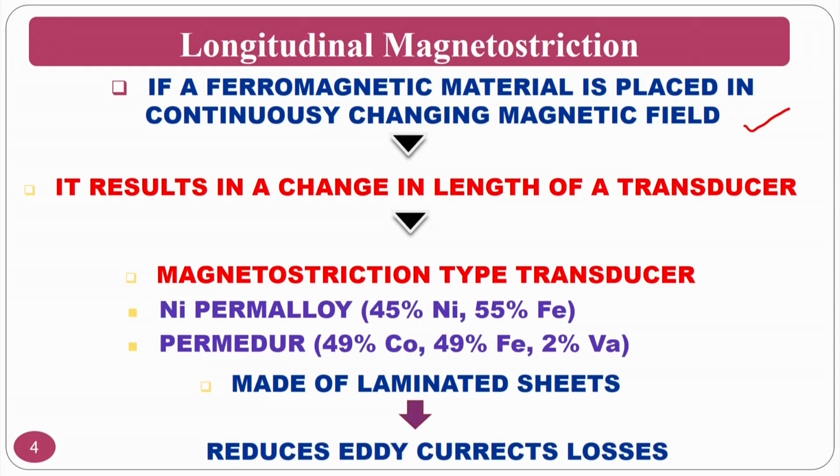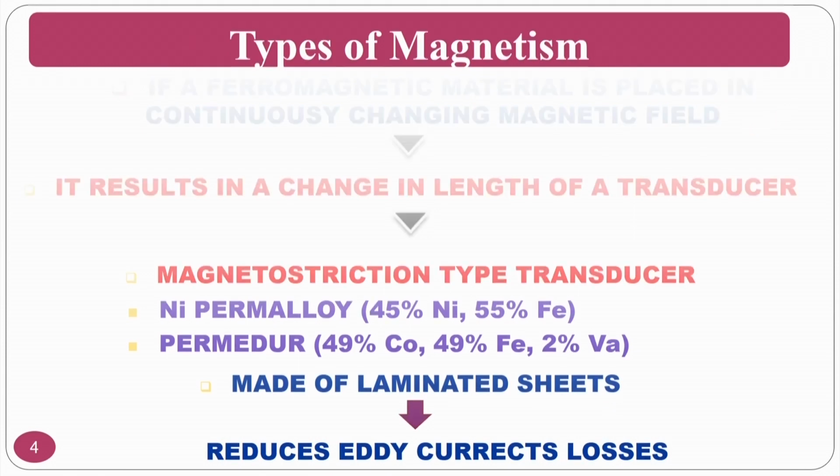For magnetostriction type transducers, there are varieties, but nickel permalloy is there, and permendur is there. Nickel permalloy consists of 45% nickel and 55% iron. Permendur has 49% cobalt, 49% iron, and 2% vanadium. And in order to reduce the eddy current losses and other things, normally these transducers are made up of laminated sheets. That is one of the advancements in the ultrasonic machining process as far as the transducer section is concerned.